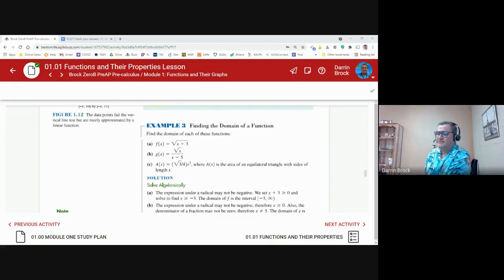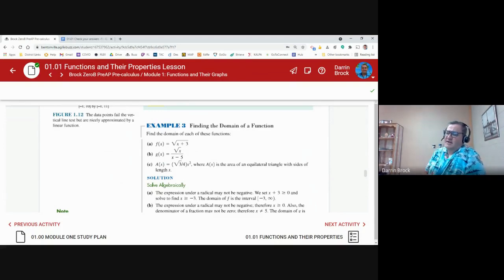What is the domain for example 3a there? f of x equals the square root of x plus 3. What are the possible x's? Is it all real numbers? Is it negative infinity to infinity? Is it something else? What possible x's can we put in there?